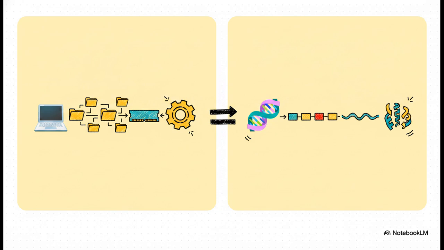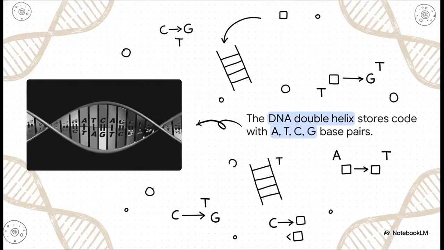When your computer needs to speed up its processing, it copies its code into temporary RAM, right? Well, a cell does the exact same thing. It copies its DNA into temporary RNA. And ultimately, the software output of a computer is totally mirrored by the physical hardware output of the cell, which is the protein.